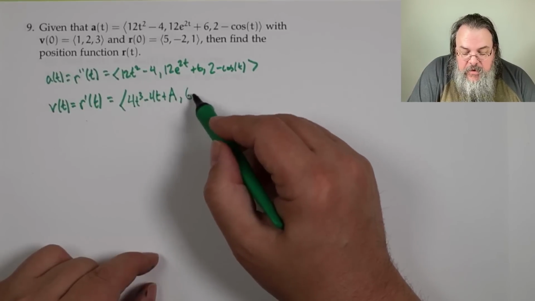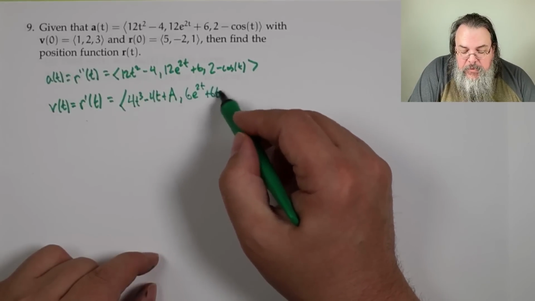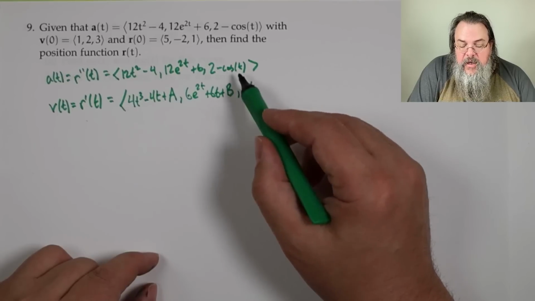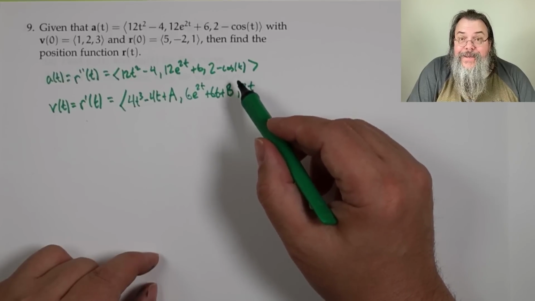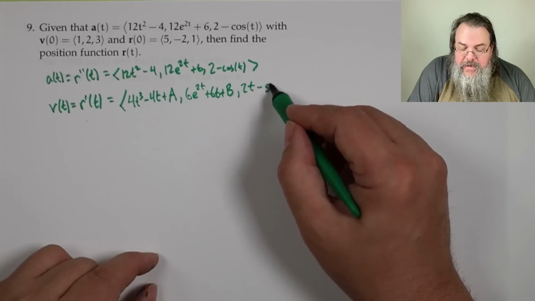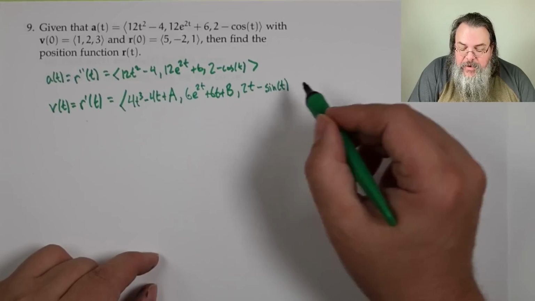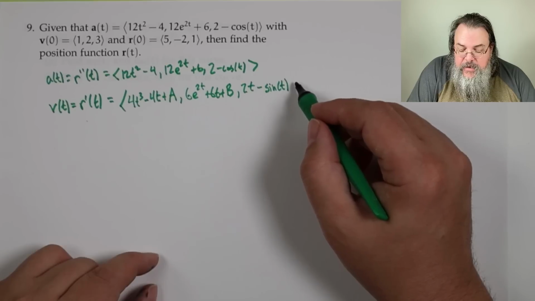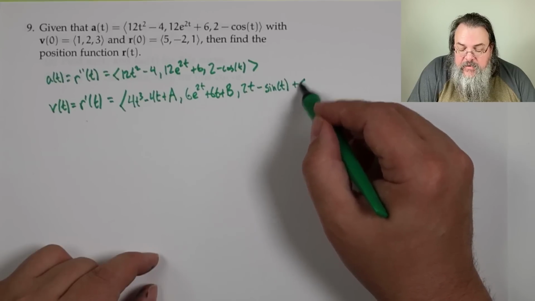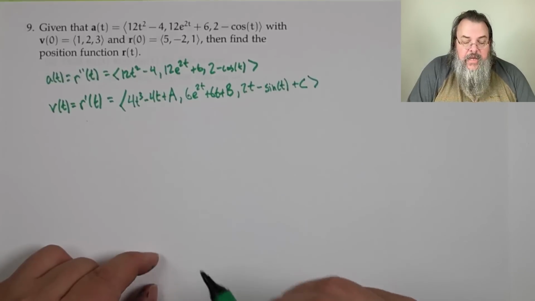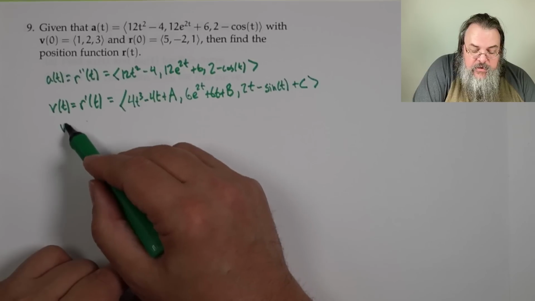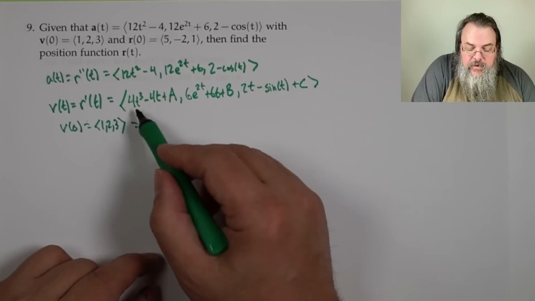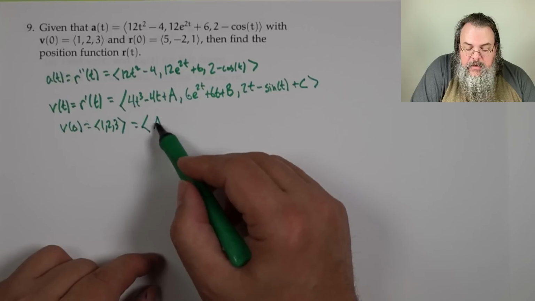So that would be 6e to the 2t plus 6t plus a constant. And then 2t, and then integral of cosine is sine. So we'll have minus sine t. Pay attention, is it plus or minus? It can make a difference. So you want to make sure you're getting the right signs and everything. And plus a constant. Notice these are different constants, a, b, c. Now, we're told v of 0, that's 1, 2, 3. But we can also plug 0 in here. What do we get? We get a, because we get 0, 0, a.